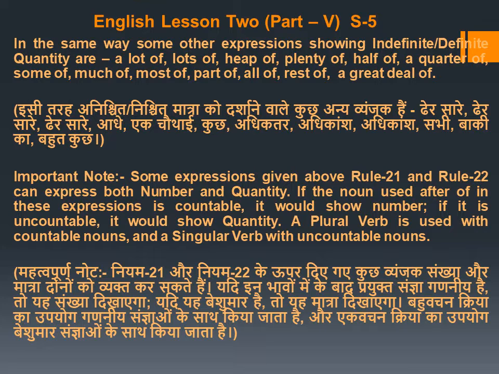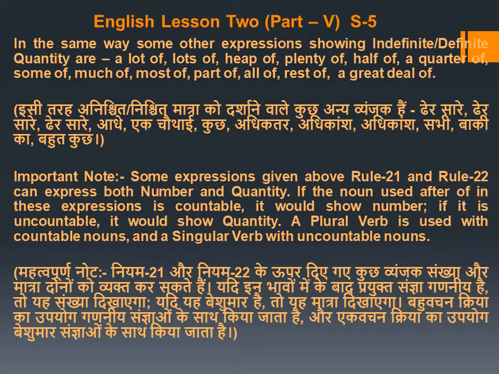If the noun used after "of" in the expression is countable, it would show number. If it is uncountable, it would show quantity. A plural verb is used with countable nouns and a singular verb with uncountable nouns. So please go through this note and the expressions given above so that you'll be able to apply the verb under rule 22 properly and correctly in this English language lesson.